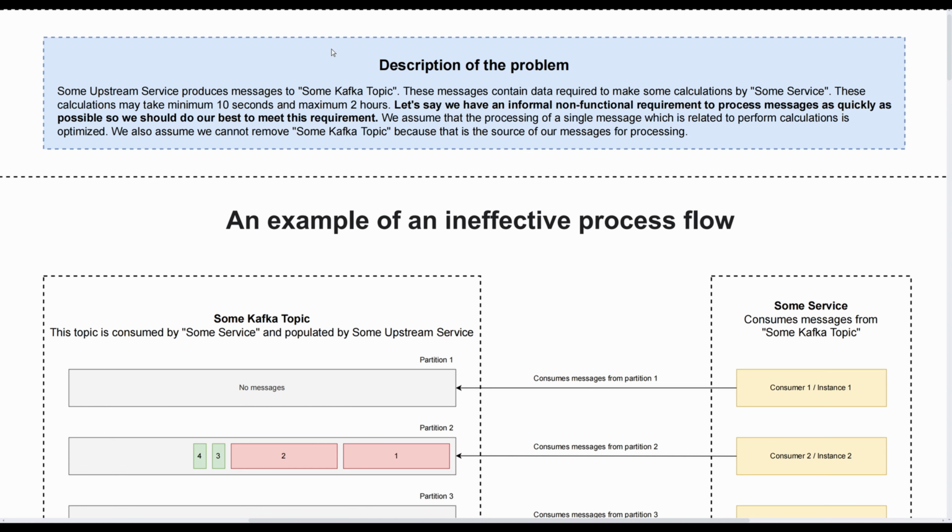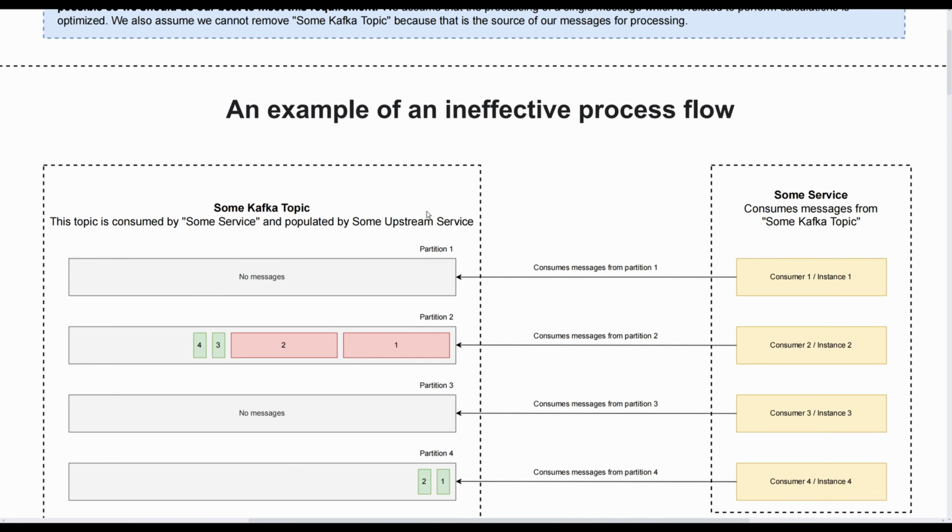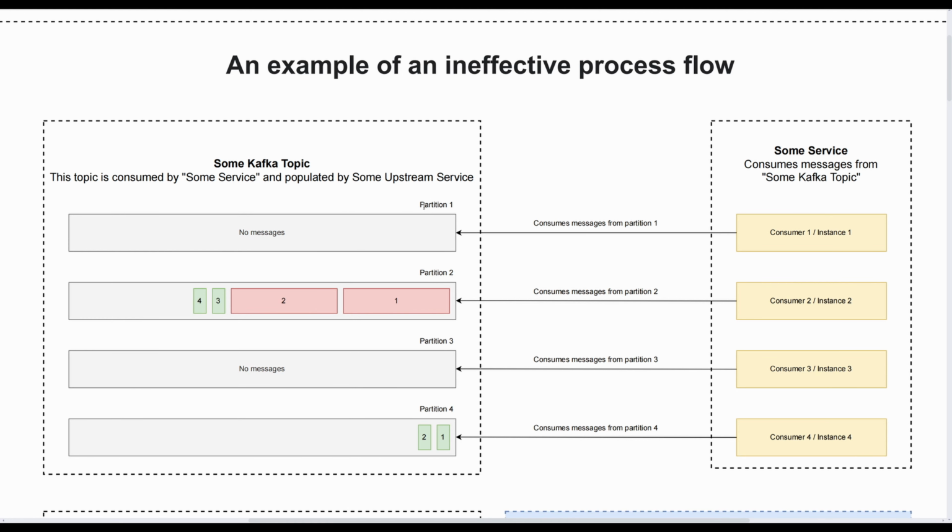We assume that the processing of a single message, which is related to performing calculations, is optimized. We also assume that we cannot remove some Kafka topic because that is the source of our messages for processing. Here is an example of an ineffective process flow.